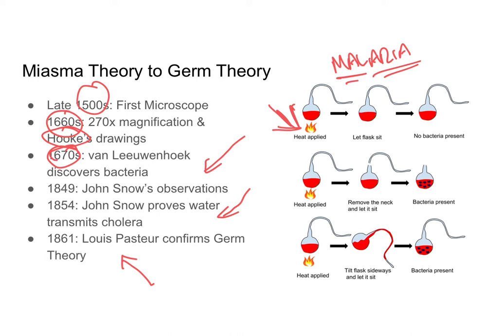If he applied heat, but he broke off the neck and that allowed bacteria to fall in, then that caused bacteria to be present. And then the last one is if he heated to kill everything in there, tilted it sideways and touched something, and then tilted it back, bacteria would be present. So he proved that bacteria did not come from nowhere. Bacteria came from somewhere, and this disproved the miasma theory and the theory of spontaneous generation of bacteria. And so he proved germ theory.